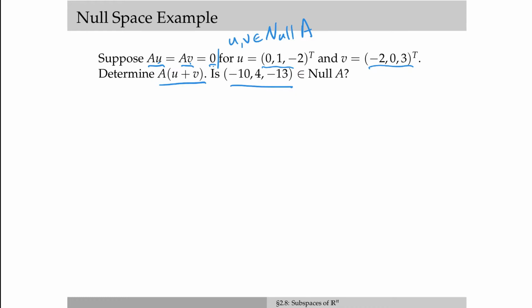Okay, well, A of U plus V, or A times U plus V, however you want to view it, that's nothing more than AU plus AV. Without any calculation at all, we know immediately that this must be 0.